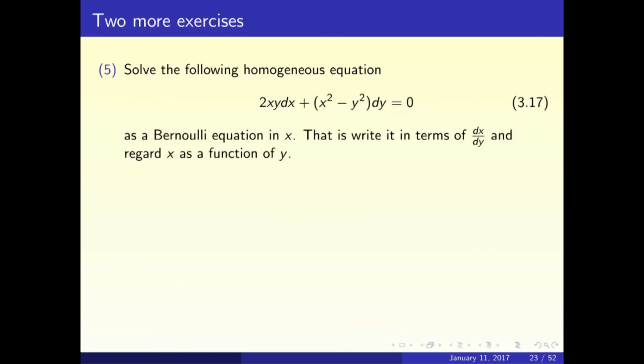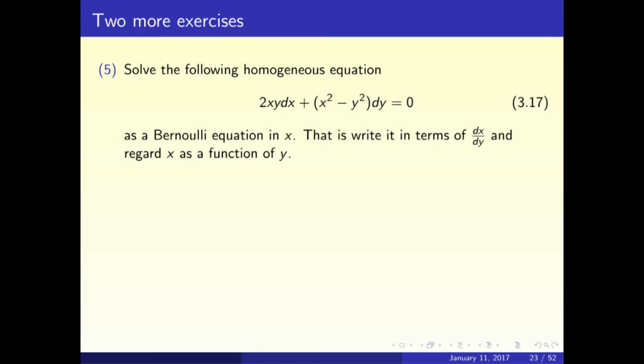Let's take two more exercises. Solve the following homogeneous equation: 2xy dx plus (x squared minus y squared) dy equal to 0, equation 3.17. Now, I am asking you to solve this as a Bernoulli equation in x. Observe that 3.17 is a homogeneous equation. You already know how to solve 3.17 as a homogeneous equation, but I am asking you to solve this not as a homogeneous equation but as a Bernoulli equation.